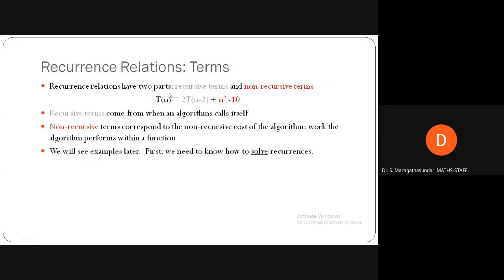The recurrence relation has two parts, recursive terms and non-recursive terms. For example, T of n equal to 2 into T of n minus 2 plus n square minus 10. The recursive terms come from when an algorithm calls itself. The non-recursive terms correspond to the non-recursive cost of the algorithm, that is, the work the algorithm performs within a function.